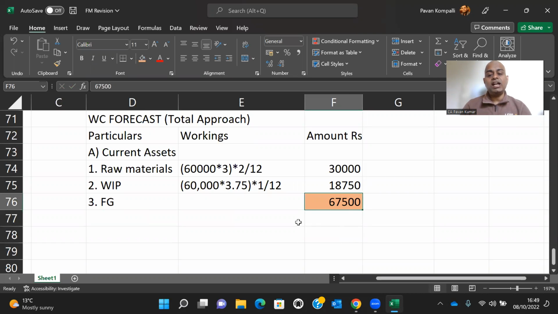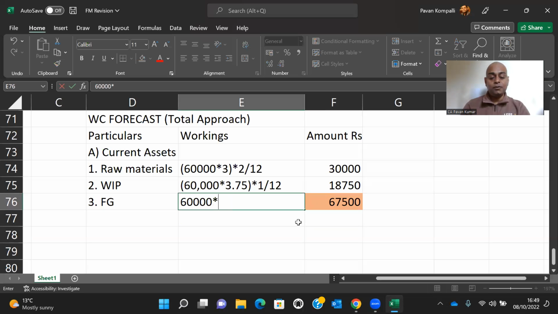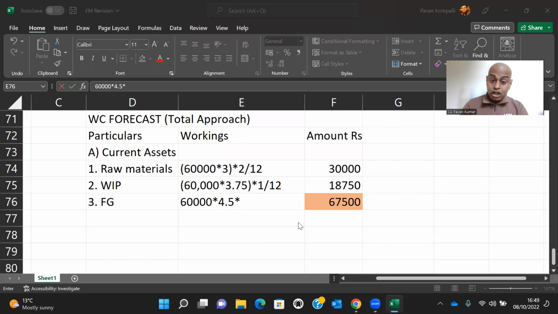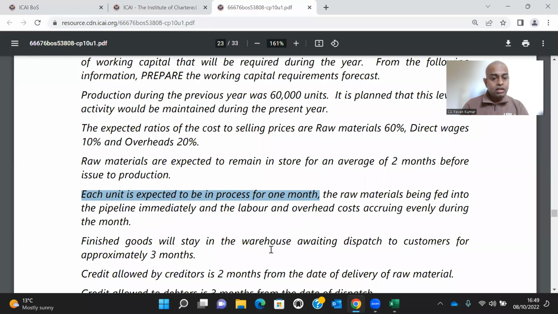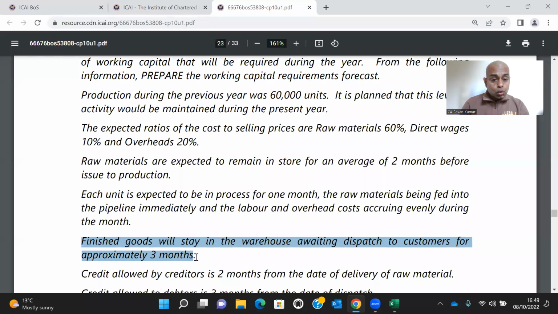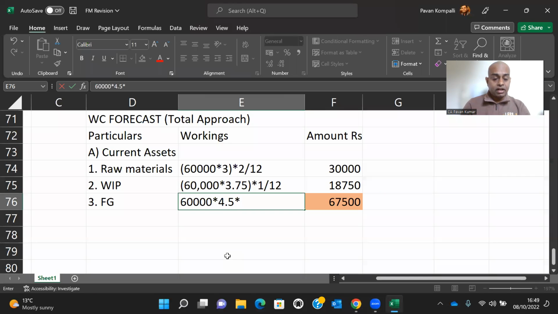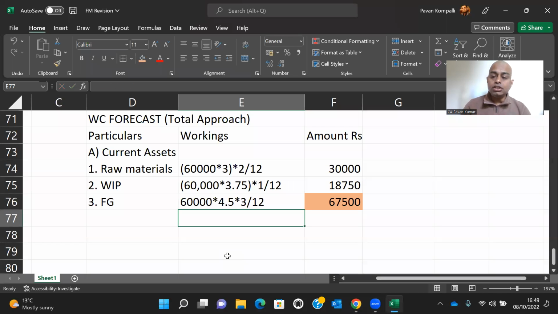If someone is not understanding how 67,500 came, what to do? Is there any answer for that? Sir, I did not understand how 67,500 came. Go to the 7th floor. No. 60,000 into 4.5, what is 4.5? Total cost per unit. Finished goods, 3 months period is given, into 3/12. That's all.